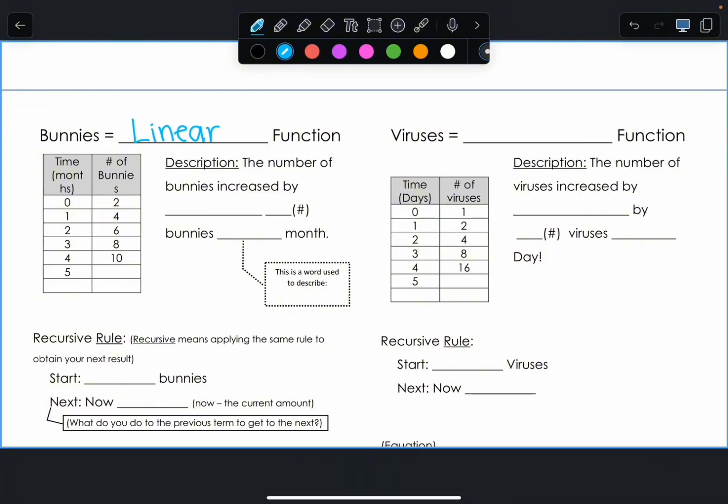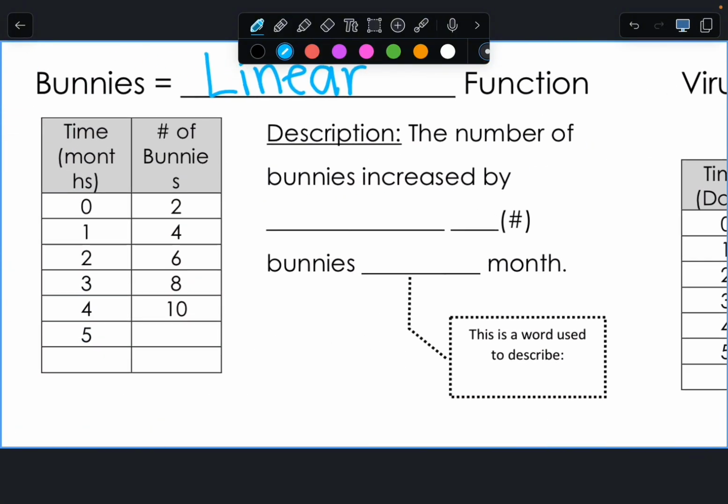Grab a laptop. So the number of bunnies is increased by what? 2. By doing what operation? Adding. You add 2 bunnies.